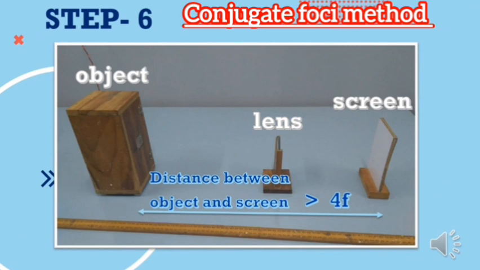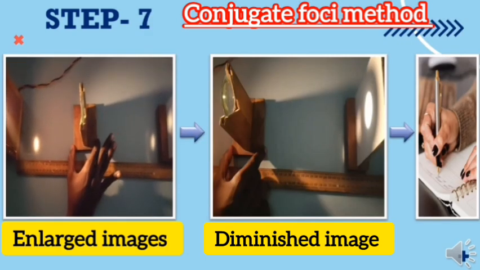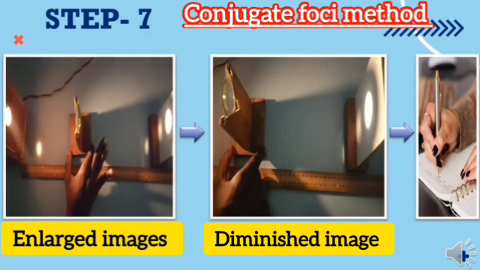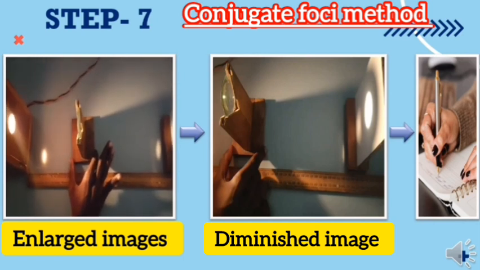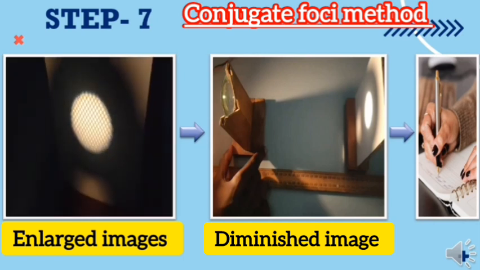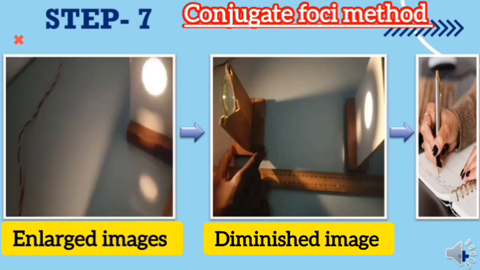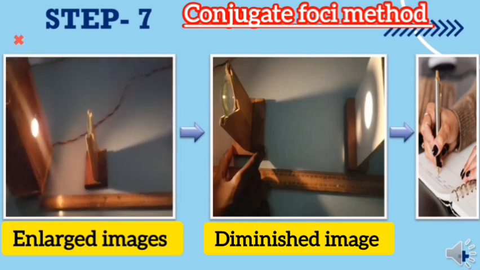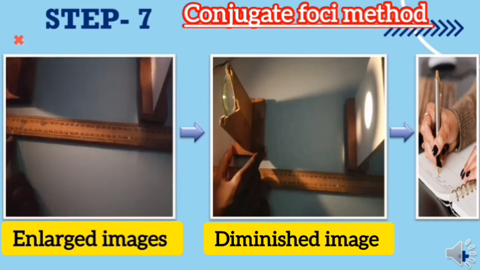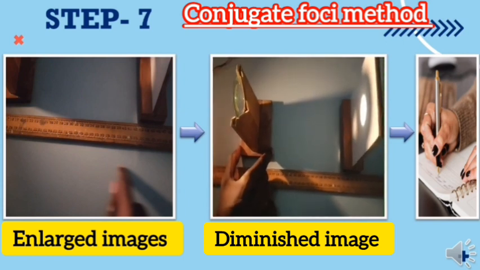To find the focal length of the convex lens by conjugate foci method, place the object at one end and screen at another end. The distance between the object and screen is adjusted to greater than 4 times the focal length. Then place the lens between the object and screen. By adjusting the distance between the lens and the screen, we can get an enlarged image at one point and a diminished image at another point. Find the distance between the respective points by measuring the distance between the lens and screen while getting the enlarged image and diminished image, then note it.